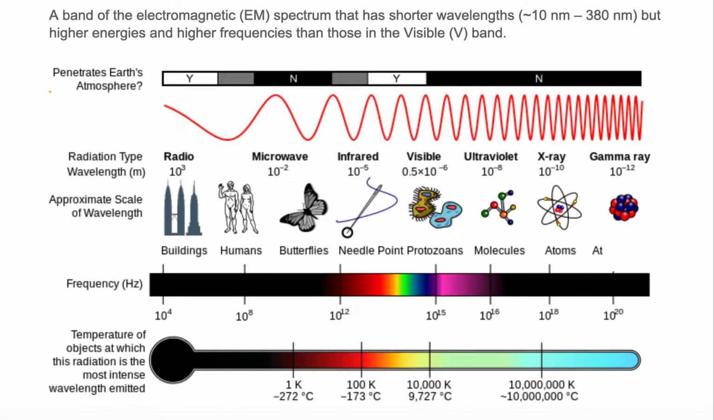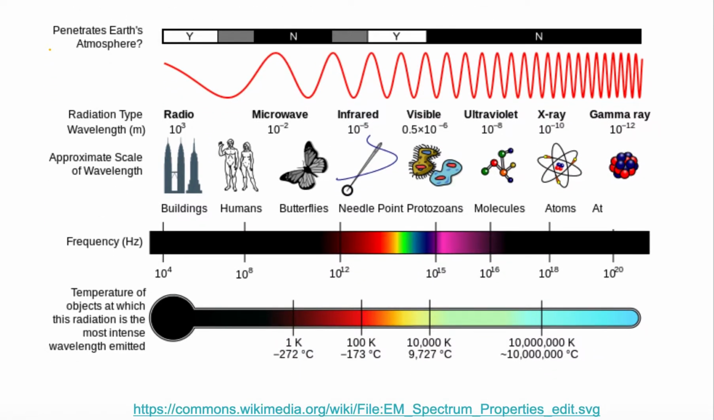So let's go look at the electromagnetic spectrum, and let's go find the ultraviolet band. The ultraviolet band is within this region that I am circling, approximately.